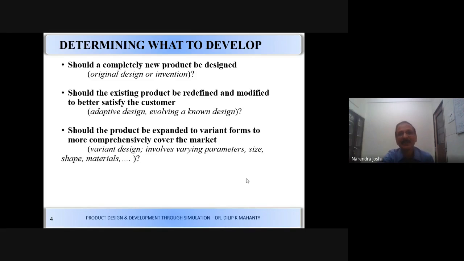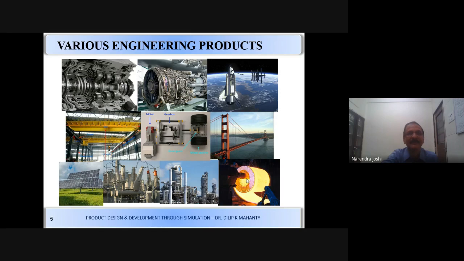Variant design involves varying parameters, size, shape, and materials. Some of the engineering products, and I can tell more interestingly, all these things reflect what India can do.